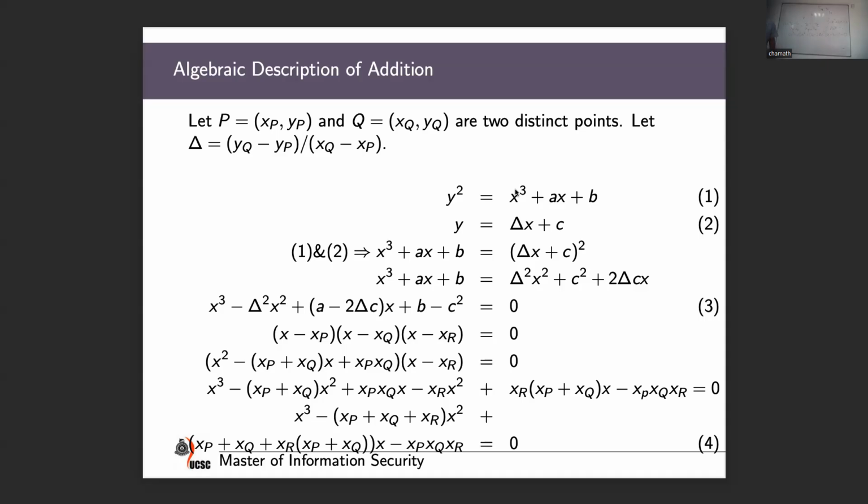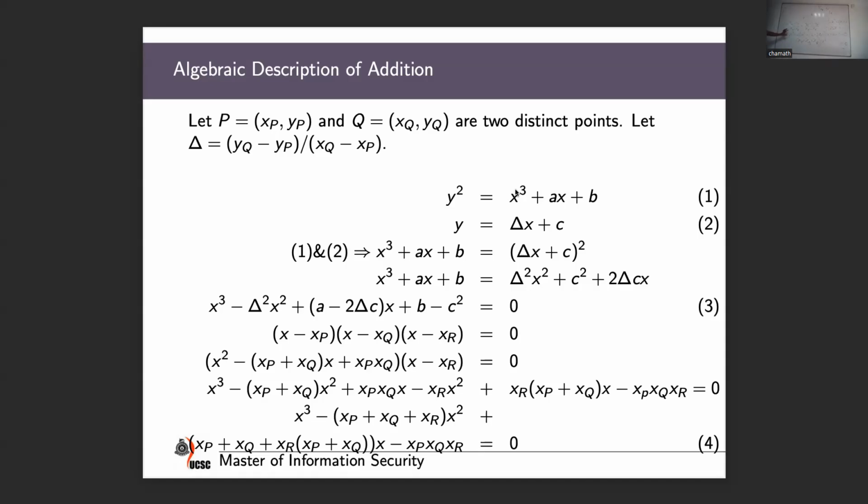I'm not going to write the whole thing, but if I expand this, there's an x cubed term, and then this term, minus (x_P plus x_Q plus x_R) times x squared, and then a bunch of others, equal to 0. This is also equal to 0.